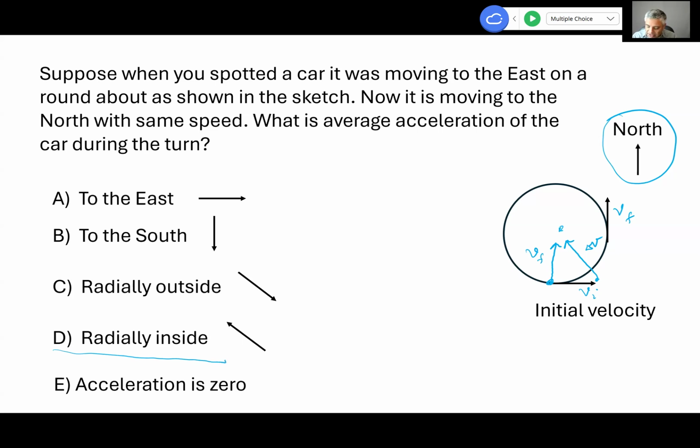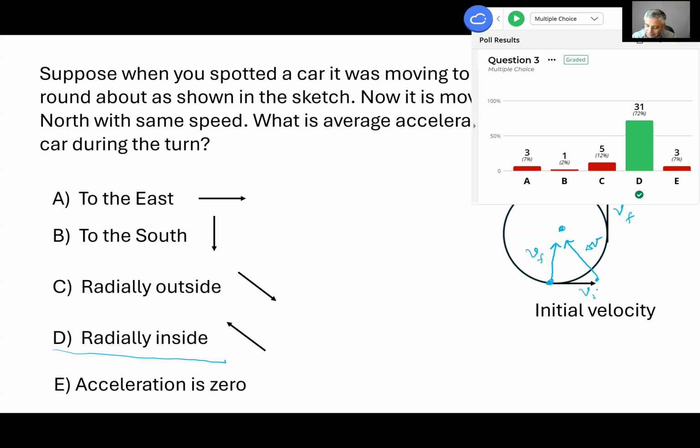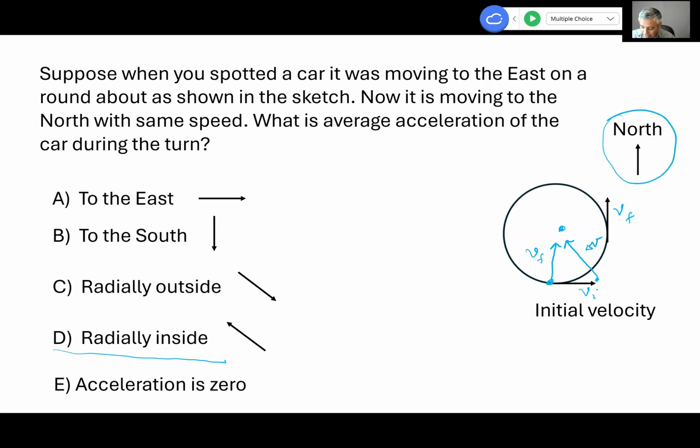So it points towards the center of the circle. You see that? It points towards the center of the circle. Neither BI nor BF is totally different. Okay, good job. So it points towards the center of the circle.